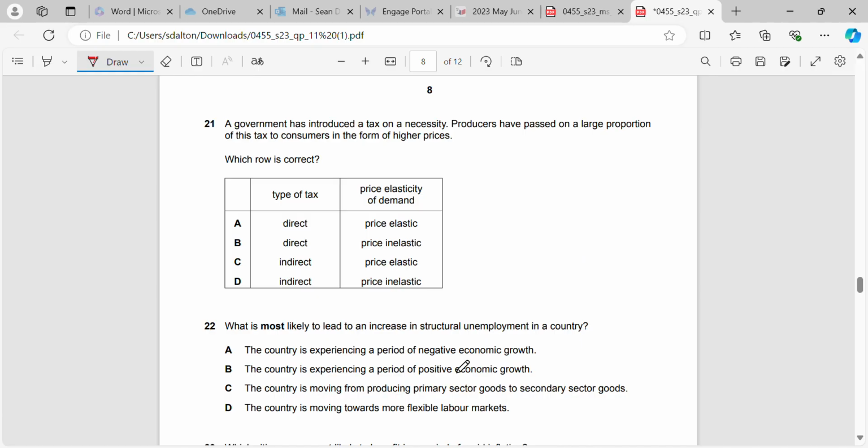Okay, what is most likely to lead to an increase in structural unemployment in the country? Now, countries experiencing positive economic growth, take that out straight away. What does that mean? That means AD is moving to the right, or a PPC curve is shifting outwards. So unemployment would be reduced. It's definitely not going to increase unemployment. Country is moving towards more flexible labour markets. Again, that is likely to reduce unemployment because we're allowing people to be more flexible with their working patterns.